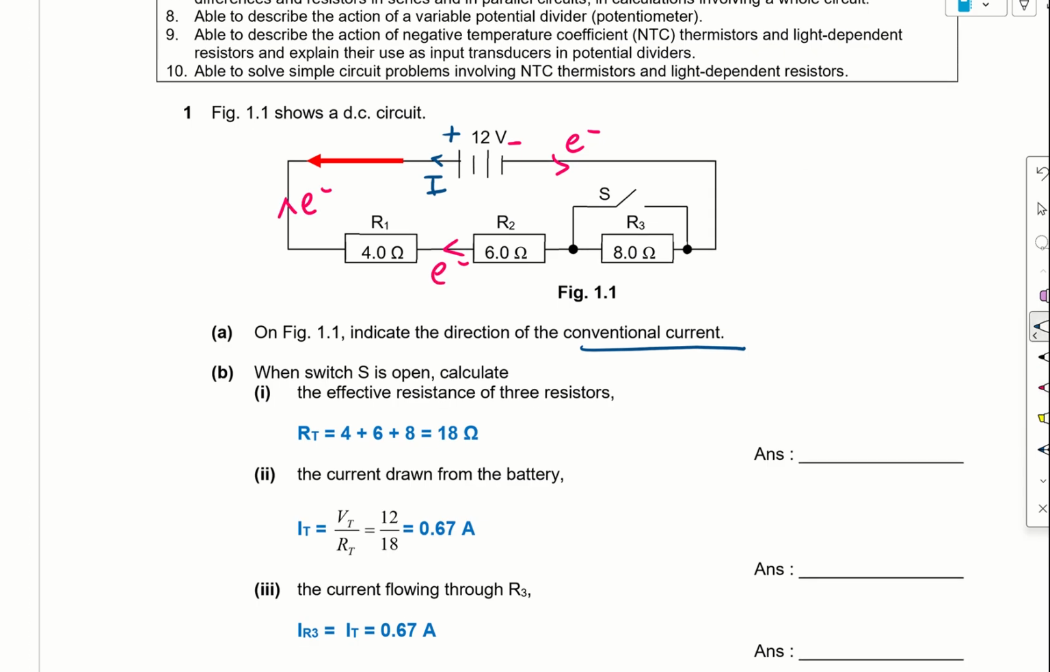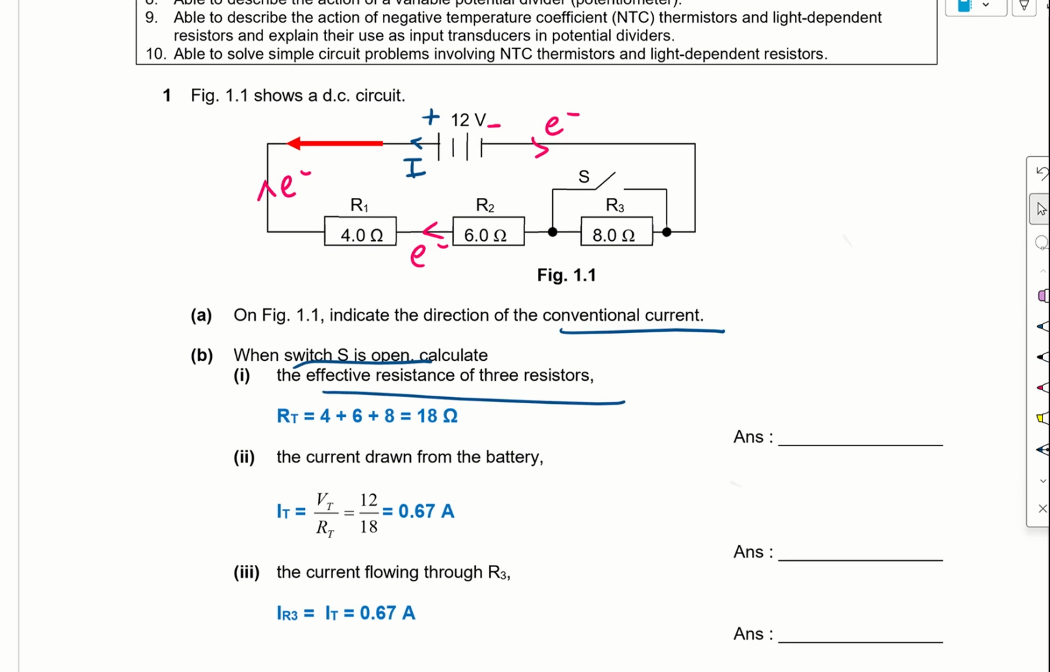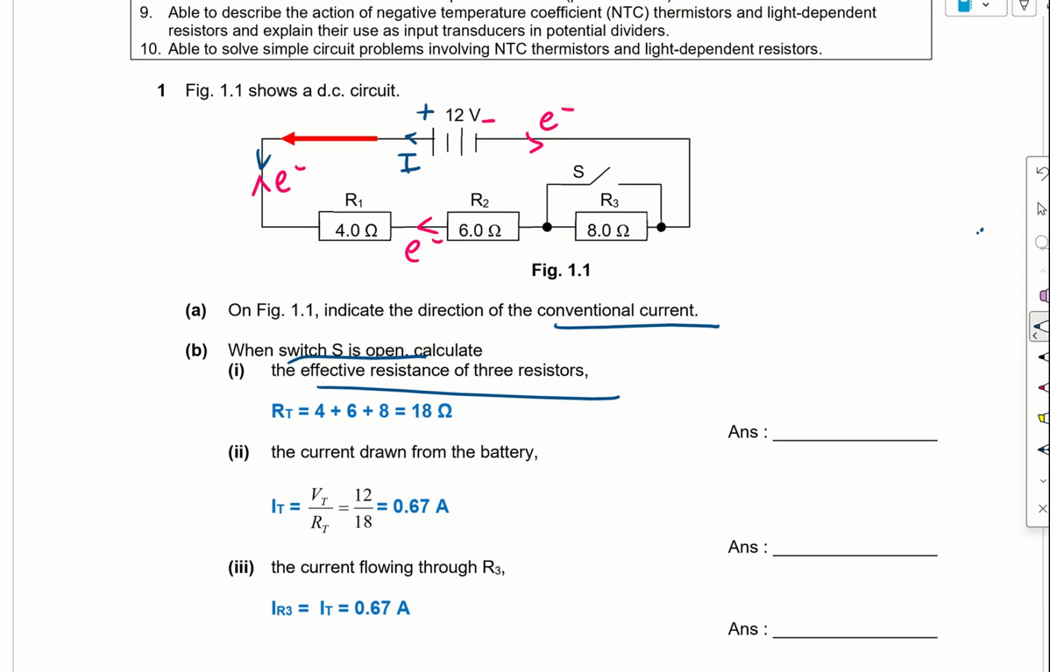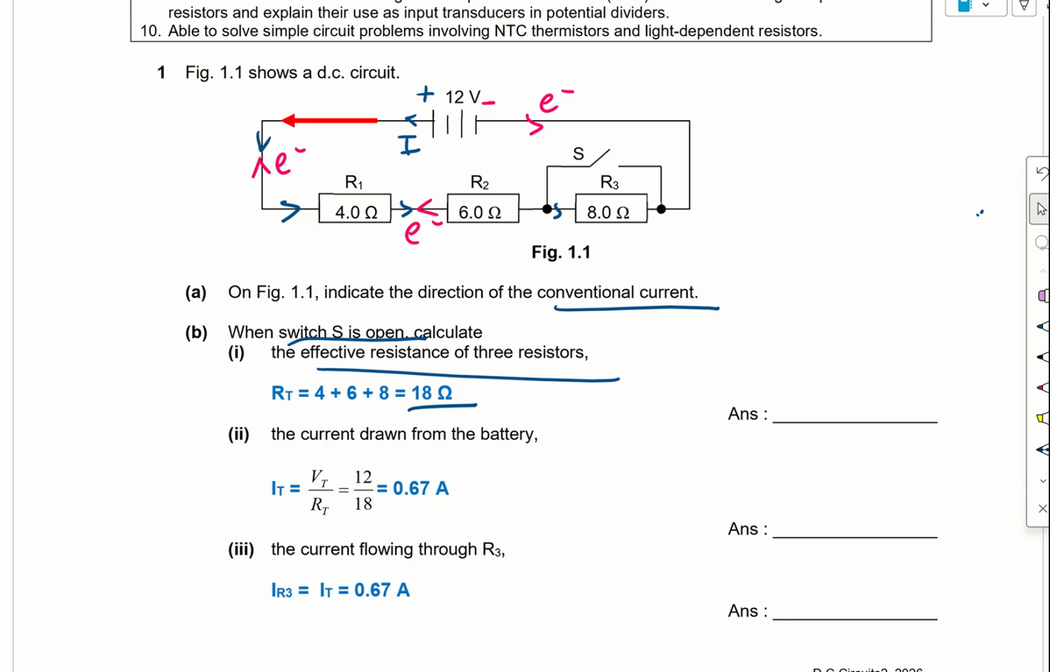Okay, when switch S is open, calculate the effective resistance of the three resistors. So basically, if current were to flow, you'll find that they are actually connected in series. So you can just add them up. It's 18 ohm.